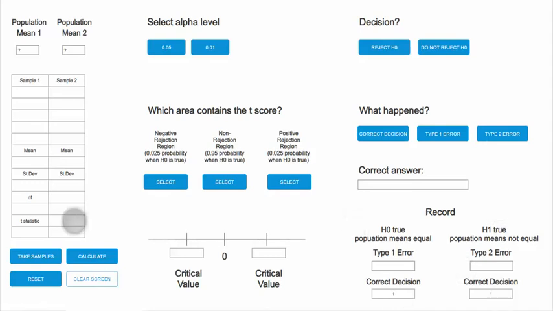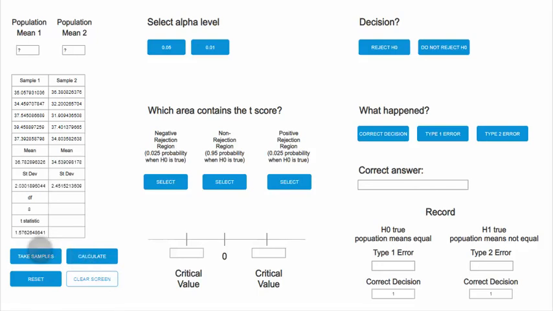Now, since I clicked on reset, I have two completely new populations again. I'm studying two new populations. And once again, what I want to know is, is there a difference in age between these populations? So now I do another data collection and another t-test. Now it's 1.57. So now I pick my alpha again.